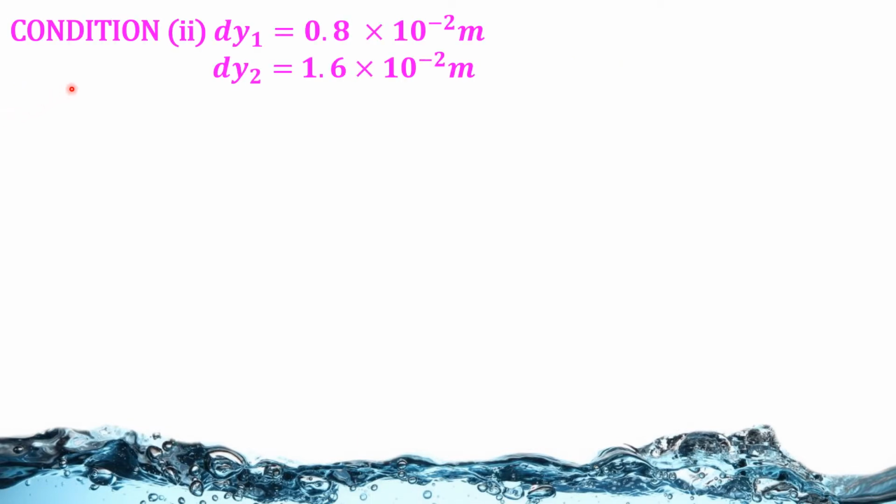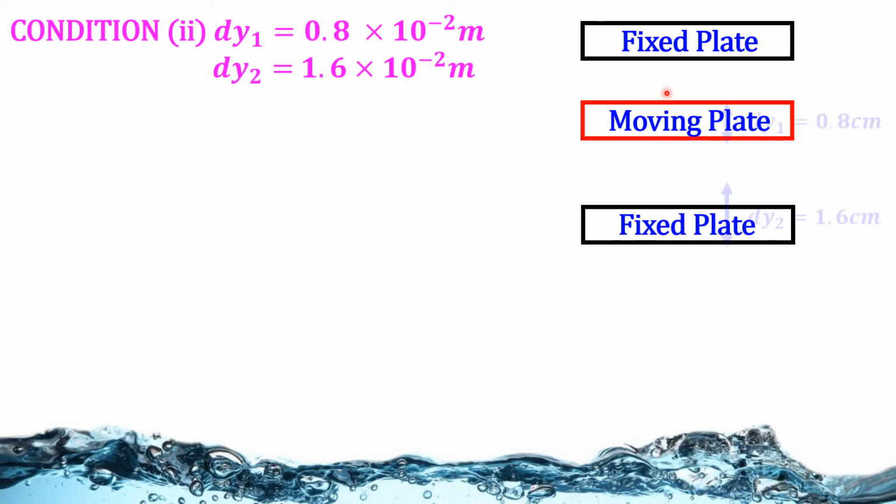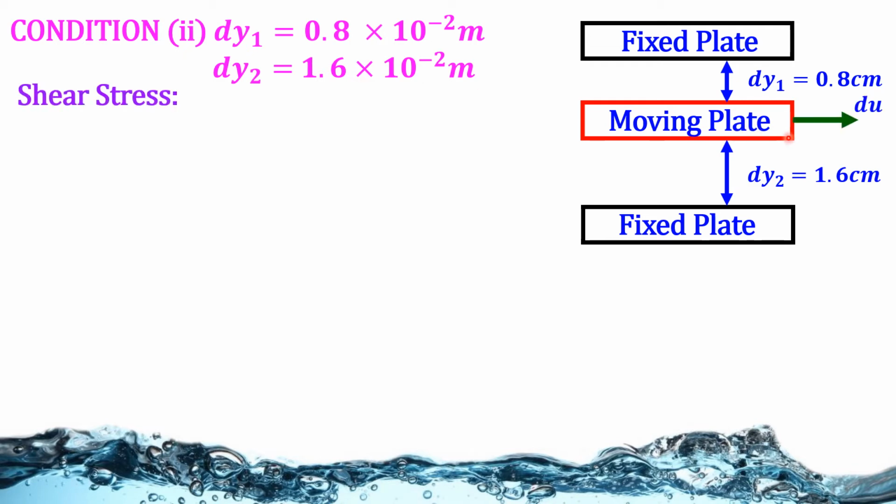Condition number 2. Here they have given the distance of the fixed plate to the moving plate at the top as 0.8 centimeter, and the distance between your bottom plate and your moving plate is 1.6 centimeter. Therefore, dy1 is equal to 0.8 into 10 to the power minus 2 meter, and dy2 is equal to 1.6 into 10 to the power minus 2 meter. The relative velocity of your moving plate is u.